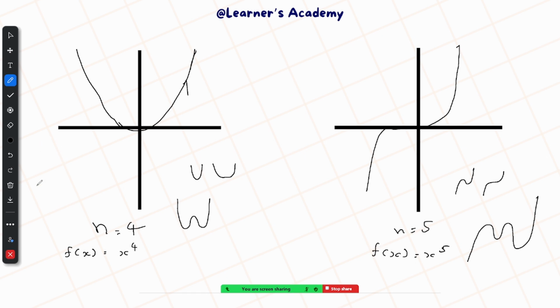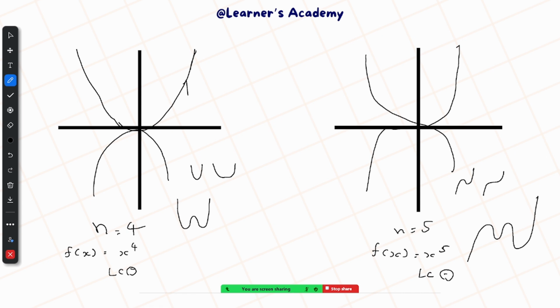Okay, so if we have a positive leading coefficient, and if we have it negative, the graph will definitely turn upside down. And the same goes for this one as well. If the leading coefficient is negative, the graph will turn upside down again.